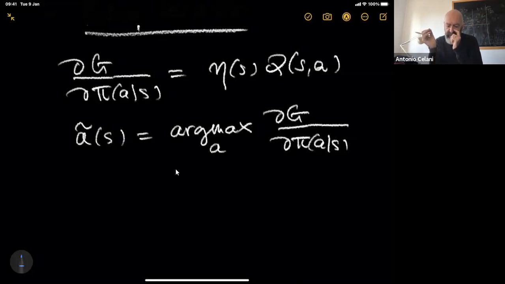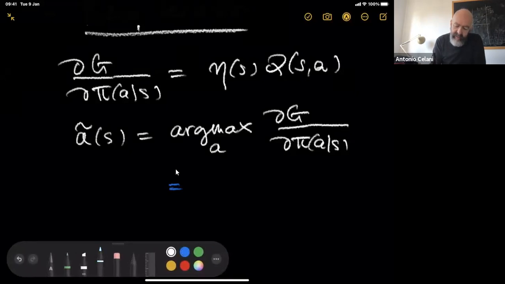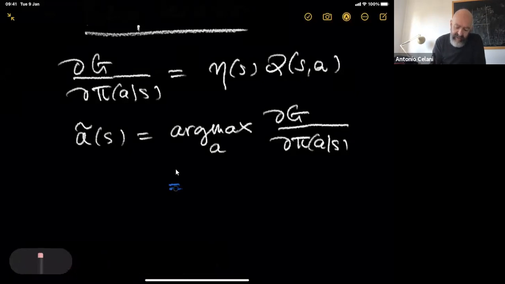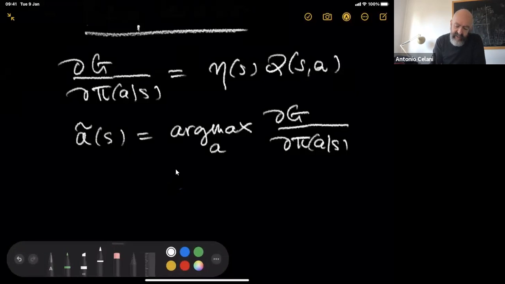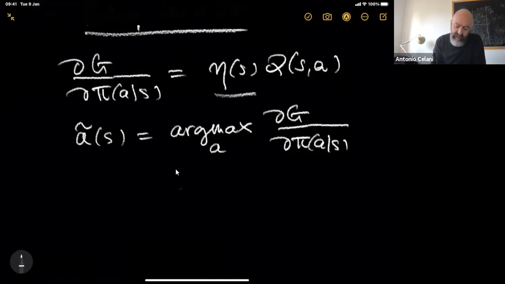I hope this makes the idea clearer and not more confusing, but if you're not totally clear with this, just let me know. So by definition of the gradient, if I have to pick the maximum over my A's, this means that this eta does not play any role here. And this is just the argmax over A of my Q(s,a).